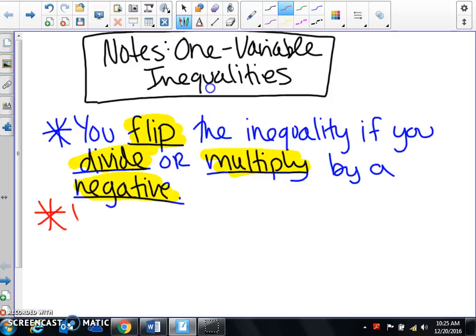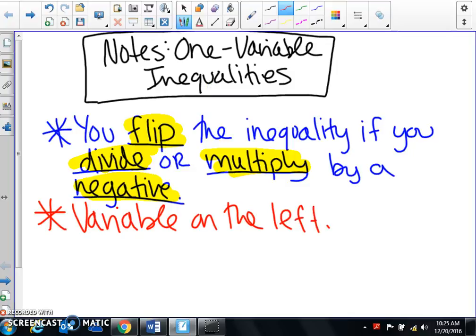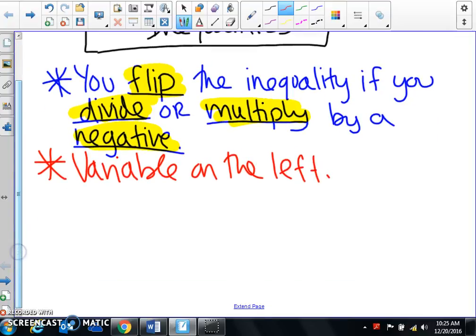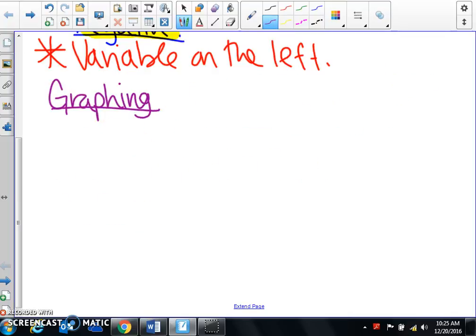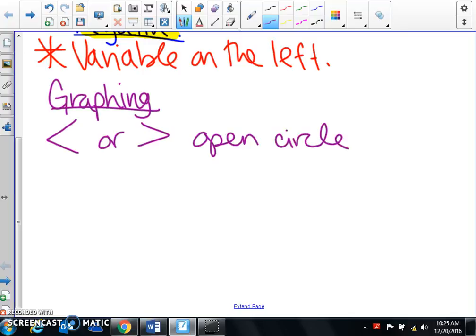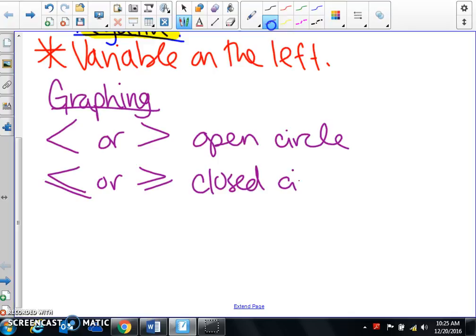Another thing is you need to have the variable on the left. And that's just good practice. We talked about that when we were solving equations, so this should be nothing new. Last thing, when graphing, so we're going to graph on a number line for one variable inequalities, but when graphing, if it is a less than or greater than, it's going to be an open circle. If it is less than or equal to or greater than or equal to, it's a closed circle.